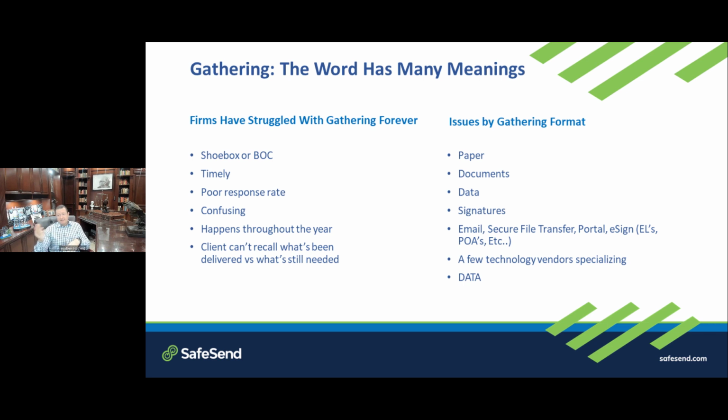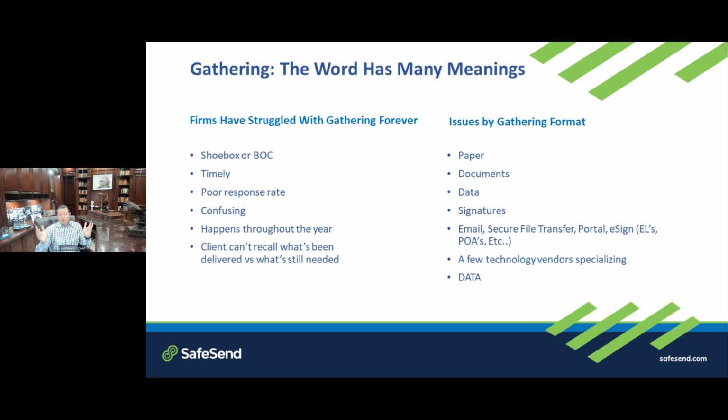And then there's a secondary complexity to this, and that's issues by gathering format. So you've asked your clients for the things that you need, the source docs and data, and then some of that comes in paper and some of it comes in different document formats. So it could come in PDF or Word or Excel or scanned, and some of it's data. There's systems out there that hold this data, and data that would be much easier delivered if there was connectivity to that data.